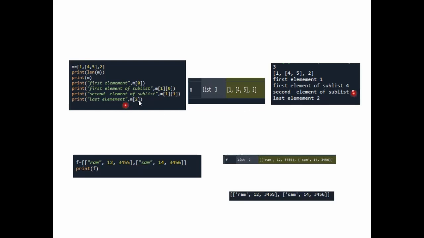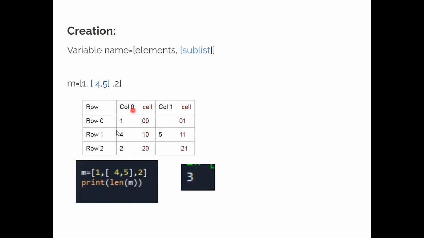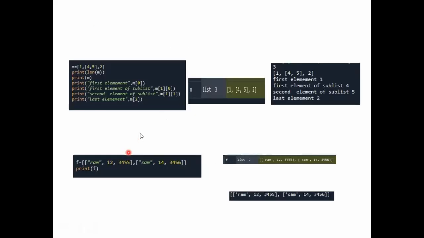And the last element, which is not a sublist, is present directly in row number 2, because nothing is present in the second element of the sublist. So this is not a sublist, so directly I can write only the row number. So I am writing only the row number, m of 2.